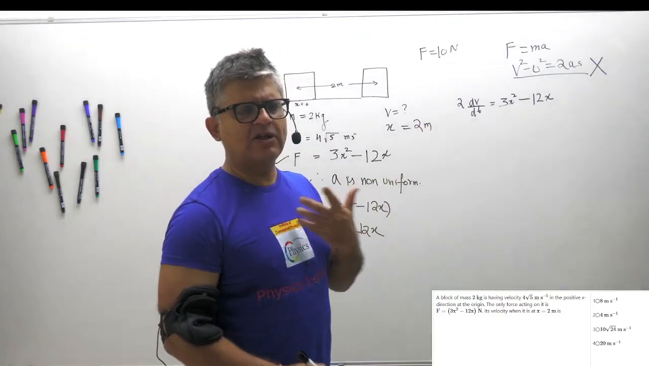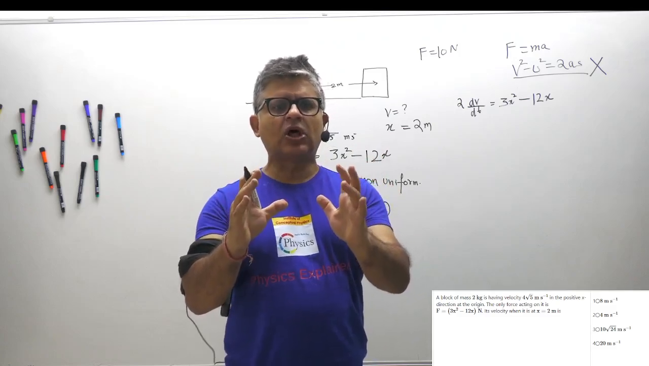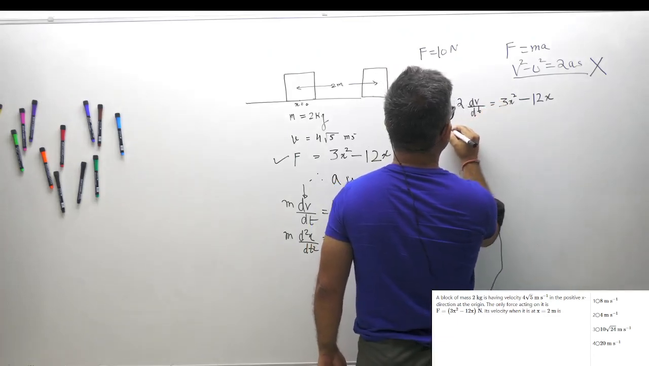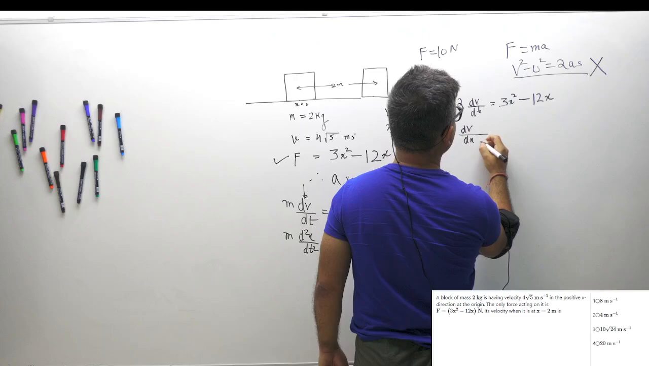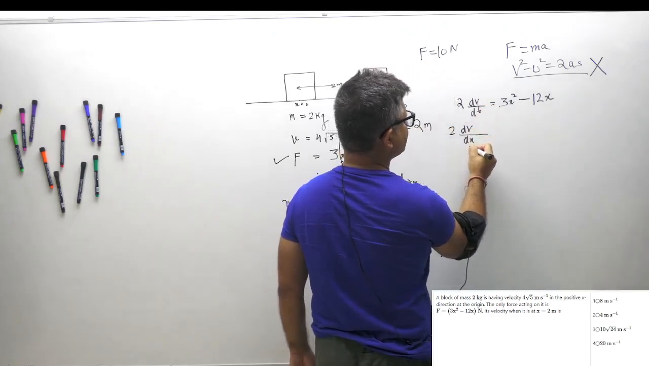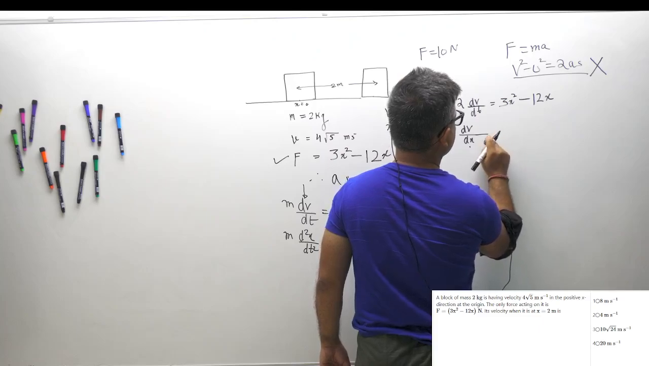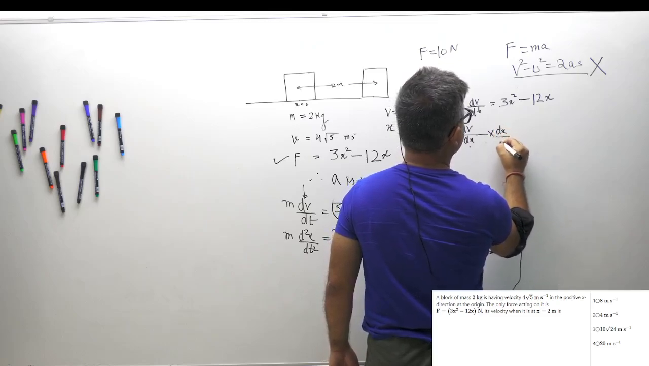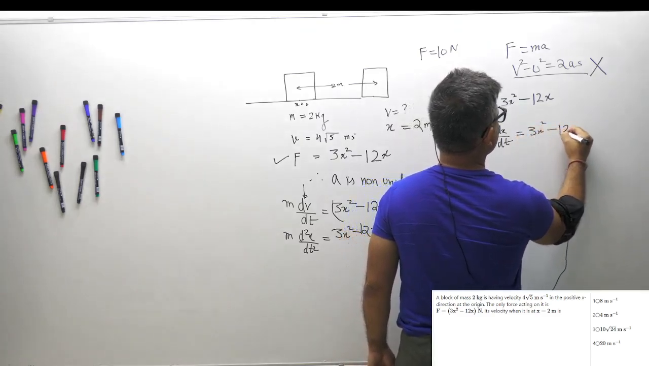Still the same, right? Now, what I'm trying to do is make your life simple. Calculus knowledge is required. What I do is I multiply this and divide this by dx. So this becomes dv by dx multiplied by dx by dt is equal to 3x square minus 12x.